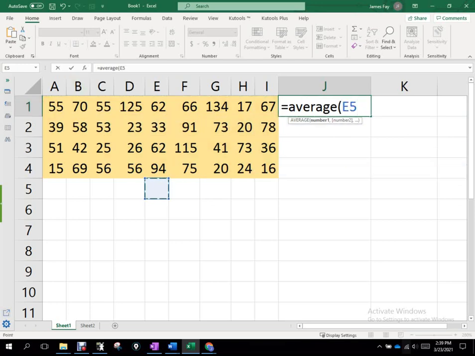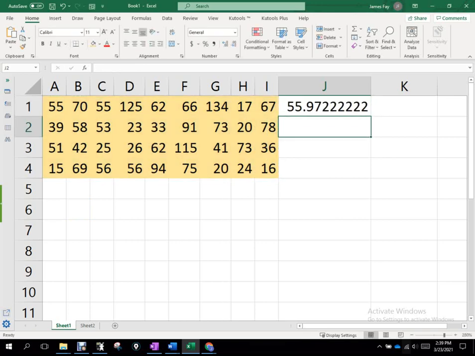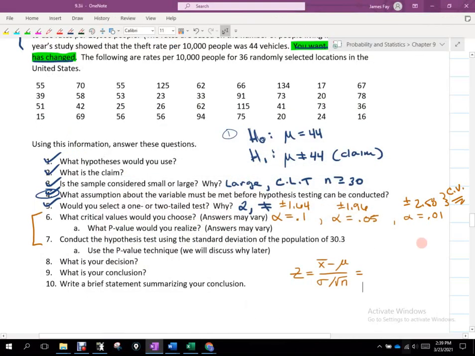For the most part, when we've done averages, we've put all our data in a column. You don't have to. You can put it in a table like this and just select the whole table, and it will know what to do with it. 55.97. So that is x bar. Mu was 44. Sigma, I tell you down here, it's 30.3.